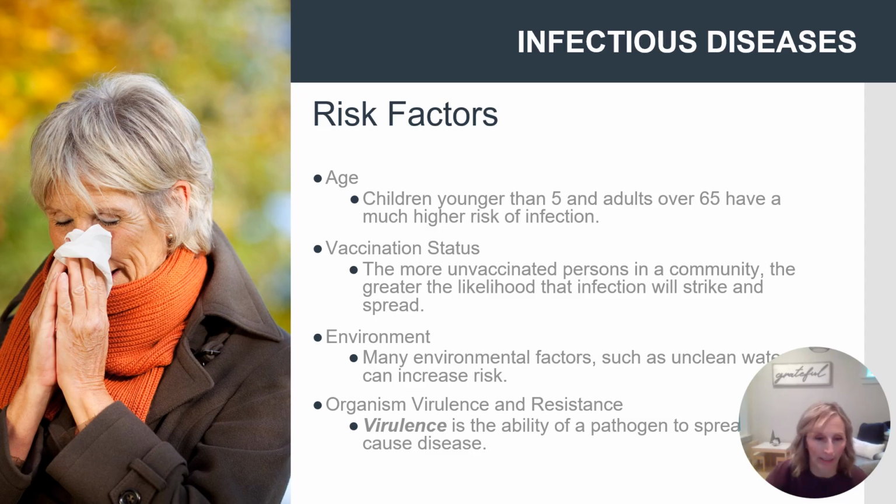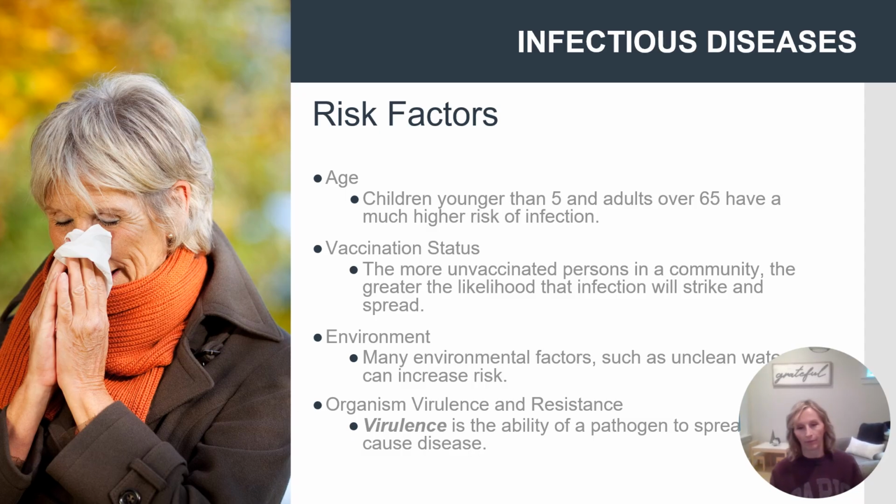So there are risk factors that we have to keep under consideration. If a child is less than 5 or an adult is over 65, they are at a higher risk of being infected. Vaccination status can be something to be concerned with. An unvaccinated person in a community has a higher likelihood of spreading infection and causing spread. The environment, so there are things like unclean water, which can increase the risk.